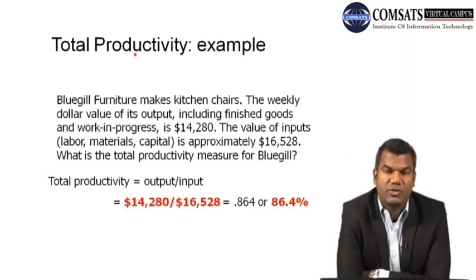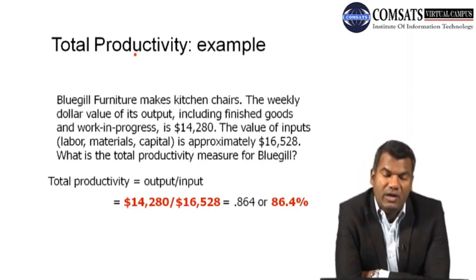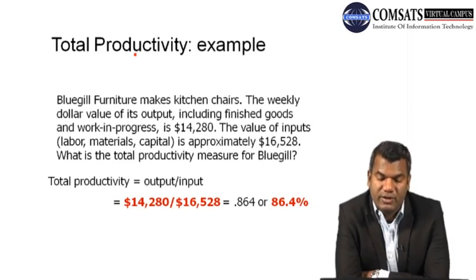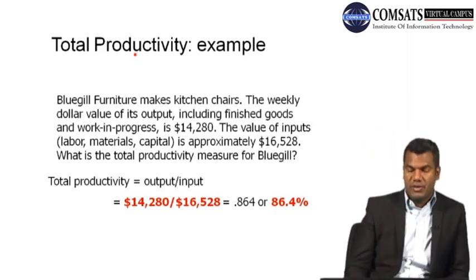I was trying to say, what is the total productivity? For total productivity we have the formula, output divided by your input. We wrote the output, that was 14,280 divided by 16,200 and 528. And your answer is 0.864. If you multiply this by 100, that becomes 86.4%, your total productivity.